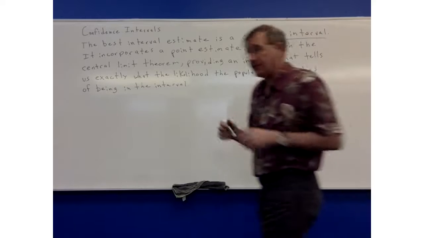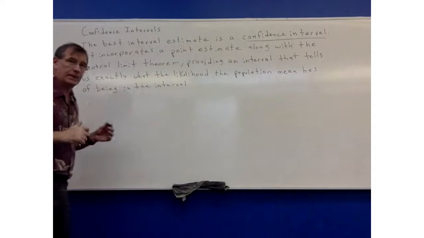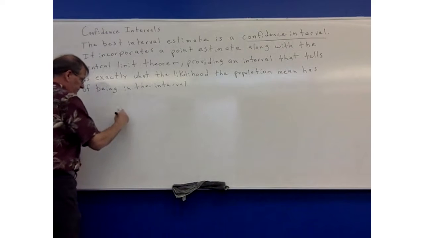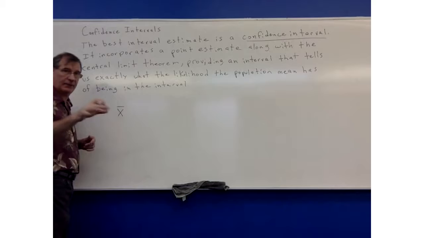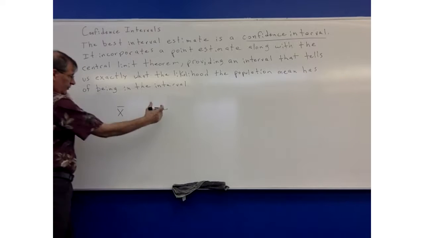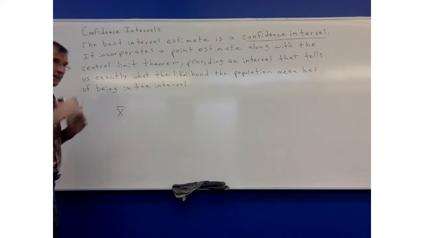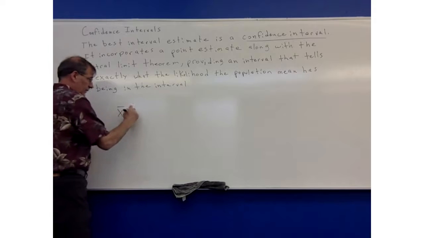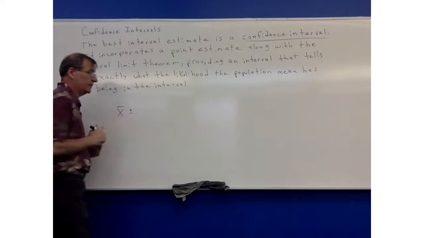Okay, so let's look at what's going on here. What we're going to do is take a sample from the population. Boom, that's our sample mean. What we're going to do is put plus or minus a certain amount of distance. Plus or minus some particular distance.